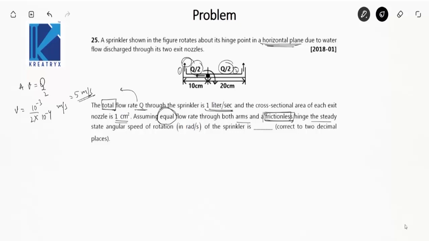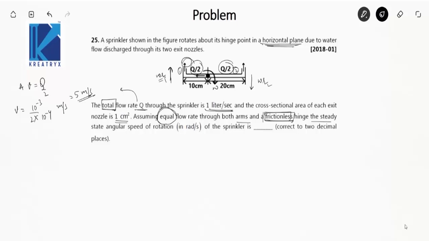So this is the velocity when we have not taken the angular rotation of the sprinkler into consideration. Now the sprinkler is rotating in the clockwise direction. So due to this omega, there will be a component of velocity, that is omega r. For arm 1, the component of velocity due to this omega will be in upward direction and will be equal to omega r1, whereas for arm 2 it will be in downward direction, and that will be omega r2.